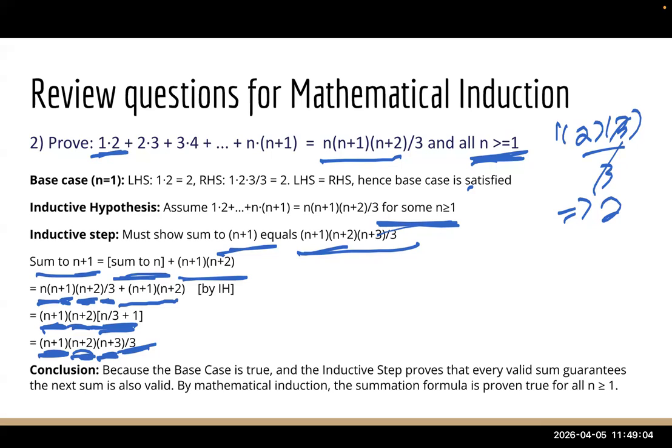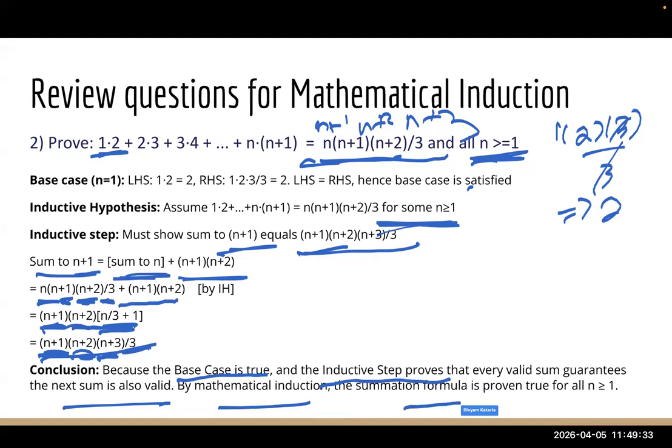So over here, we can see that this is indeed in the format n multiplied by n plus 1 multiplied by n plus 2 over 3, since we're just adding 1 over here. So n plus 1, this becomes n plus 2, this becomes n plus 3. Now, in conclusion, because the base case is true and the inductive step proves that every valid sum guarantees the next sum is also valid, by mathematical induction, the summation formula is proven true for all values of n greater than or equal to 1.